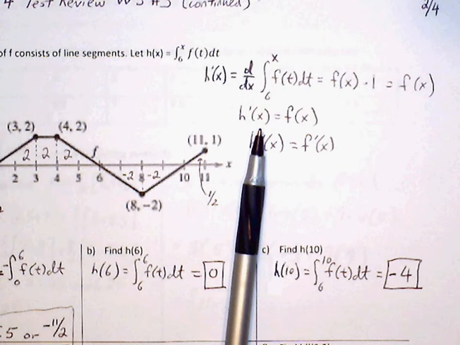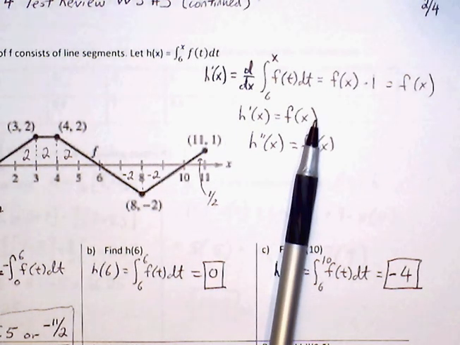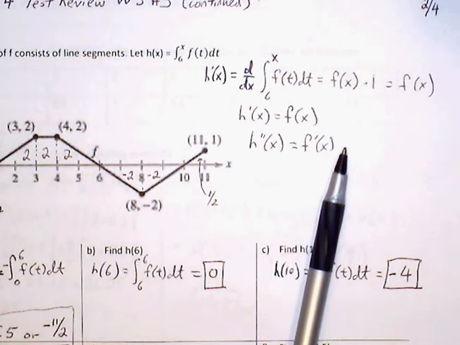And we're going to need h double prime as well. So if I find the derivative of h prime, I get h double prime. And likewise, f of x turns into f prime of x.